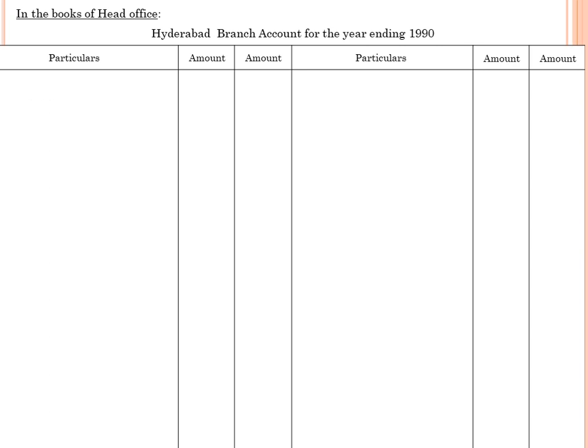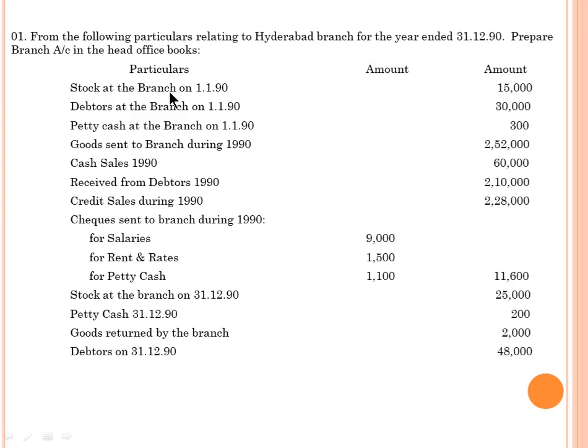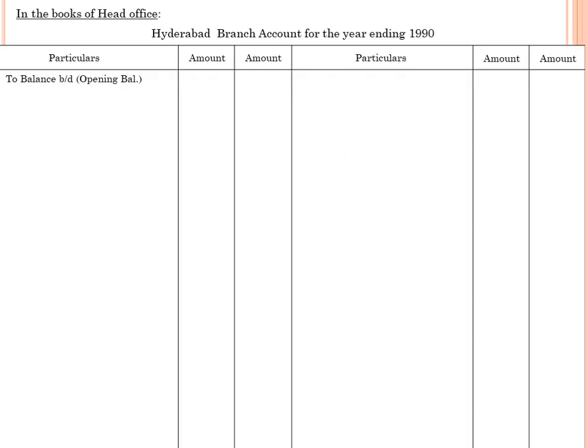Before we start, we look into the problem. Stock at the beginning 15,000, debtors 30,000 and petty cash 300. All the three items we are going to take into the debit side of the branch account. Now we move on to the branch account. The balance brought down, opening balance, stock 15,000, debtors 30,000, furniture we don't have any value, petty cash 300, prepaid expenses nil, and find the total. You put the outer column 45,300.